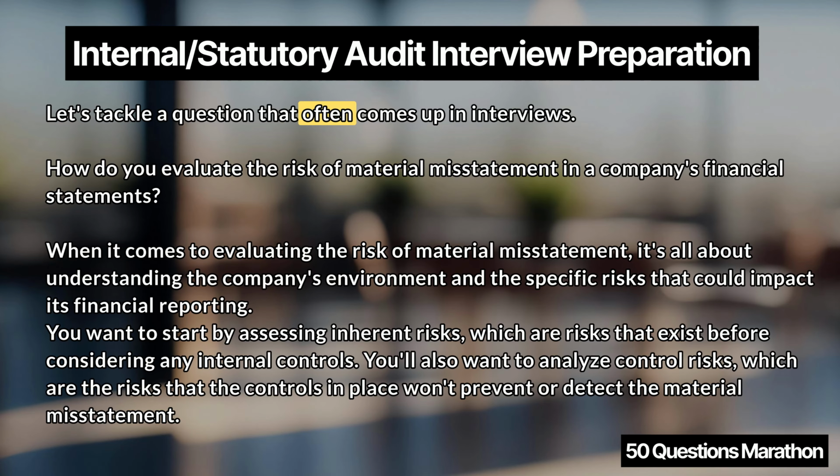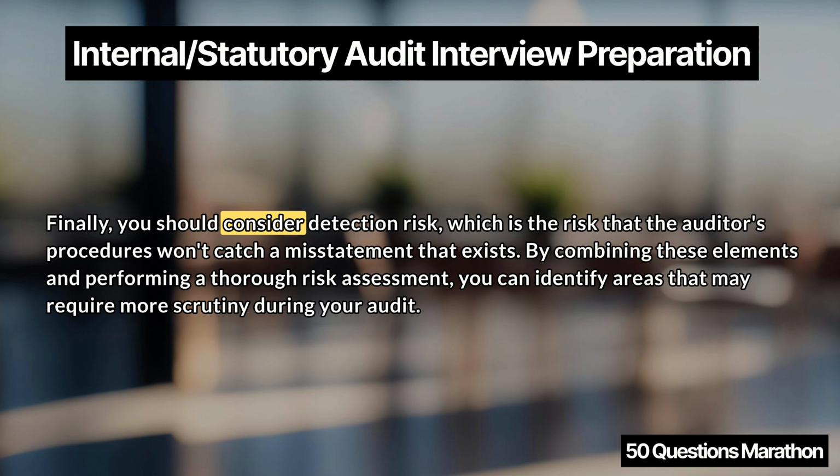Let's tackle a question that often comes up in interviews. How do you evaluate the risk of material misstatement in a company's financial statements? When it comes to evaluating the risk of material misstatement, it's all about understanding the company's environment and the specific risks that could impact its financial reporting. You want to start by assessing inherent risks, which are risks that exist before considering any internal controls. You'll also want to analyze control risks, which are the risks that the controls in place won't prevent or detect a material misstatement. Finally, you should consider detection risk, which is the risk that the auditor's procedures won't catch a misstatement that exists.